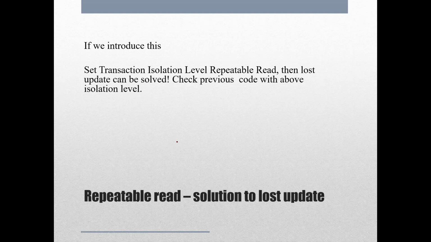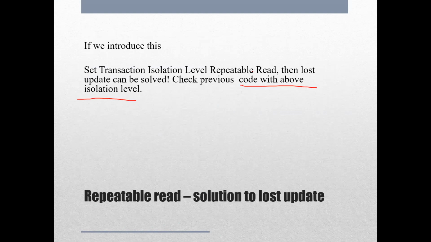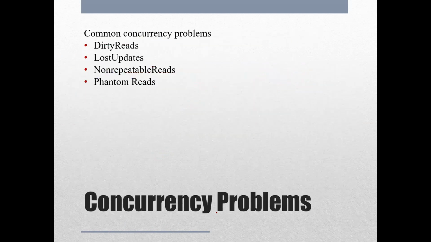Right. So we have introduced that, and we can check the previous code with the above isolation level, and you have done that already. If you check that with that isolation level, you'll see that it is working fine for us. Now, the non-repeatable read problem. We have discussed repeatable read as an isolation level, but now what is the non-repeatable read problem? You remember we discussed there are certain concurrency problems.